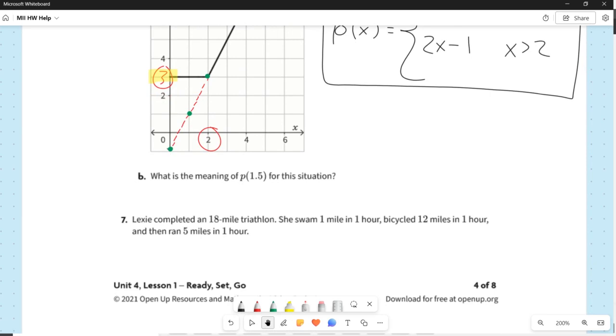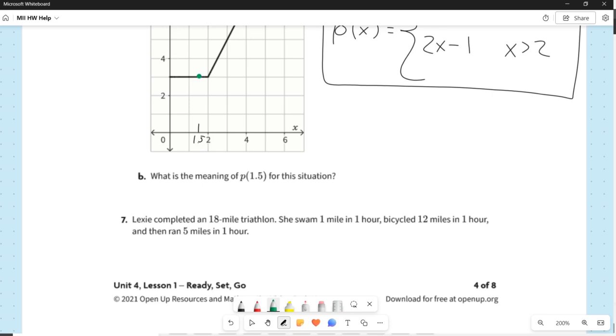Part B, what is the meaning of P of 1.5 for this situation? All right. Well, 1.5 is right there, and that puts us right there.